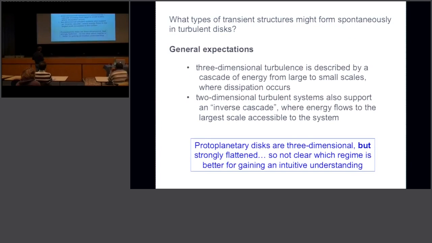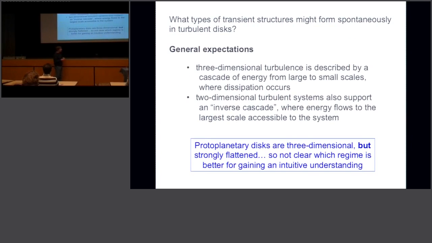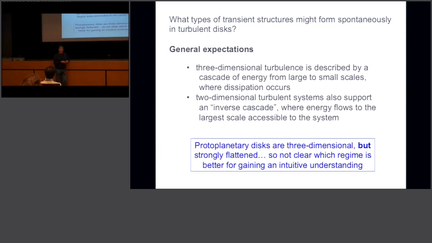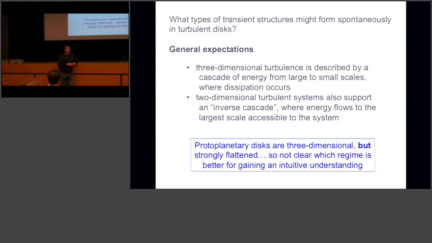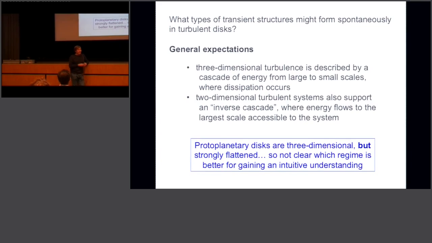So let's think about transient structures, and obviously that's a rather loose term. What I mean by it principally is, if we have a disk that has turbulence within the disk of whatever form, what kind of large-scale structures might form spontaneously within that turbulence? Clearly, if we have a turbulent disk, we expect there will be small-scale structures associated with the small scales of the turbulence within the disk.